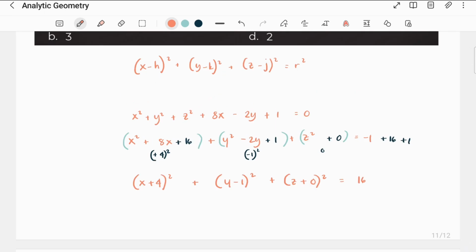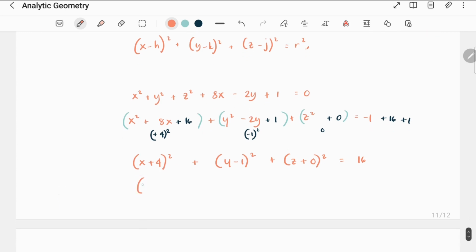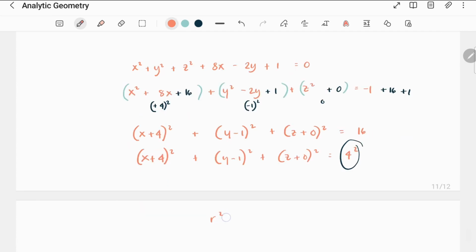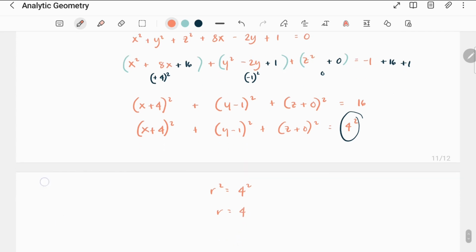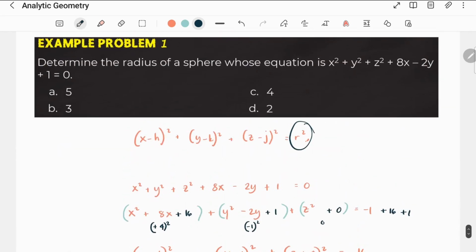So, kung napapansin natin guys, pareho na yung ating equation. Kailangan lamang natin igawing r squared itong nasa kabila. So, bali ang mangyayari dito is (x plus 4) squared plus (y minus 1) squared plus (z plus 0) squared equals to 4 squared. Napapansin natin, yung r squared dito is equal to 4 squared. Okay? So, therefore, yung r natin dito is equal to 4. Okay? Ang dali ng ating problem, no? So, yung sagot natin sa problem na to is 4 kasi hinahanap natin dito yung radius. So, the answer here is letter C.